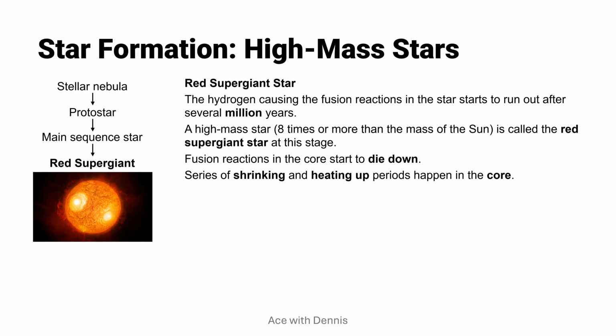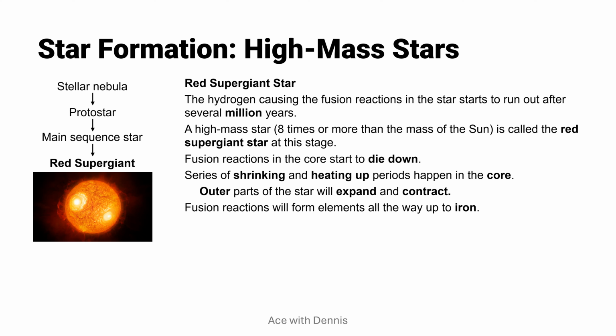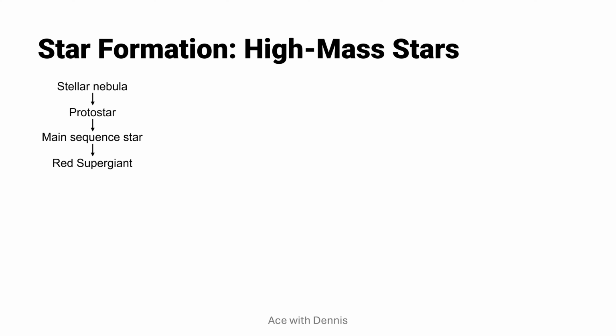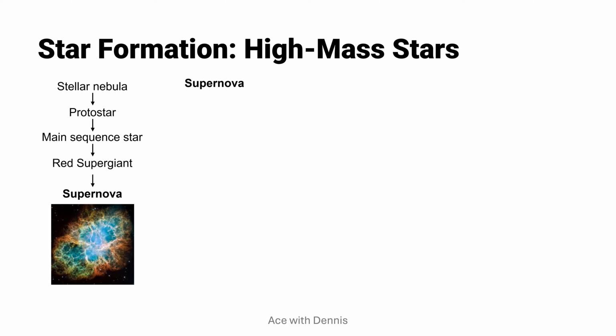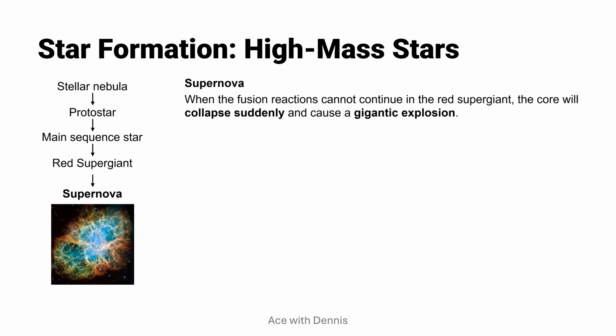A series of shrinking and heating up periods happen in the core. Outer parts of the star will expand and contract. Fusion reactions will form elements all the way up to iron. Fusion reactions cannot continue once iron is formed. After red supergiant, the next stage is supernova. In supernova, when the fusion reactions cannot continue in the red supergiant, the core will collapse suddenly and cause a gigantic explosion. It is called a supernova at this stage.